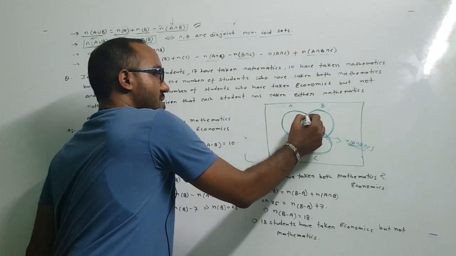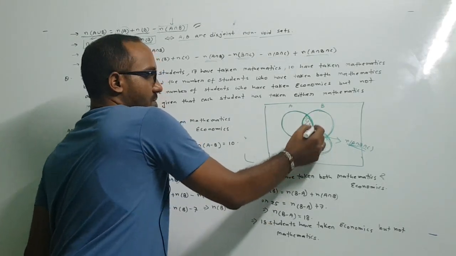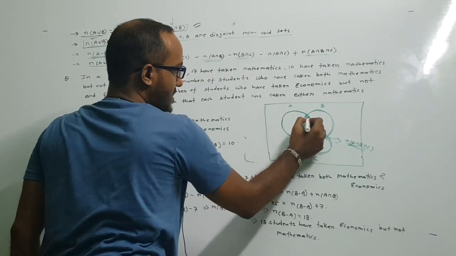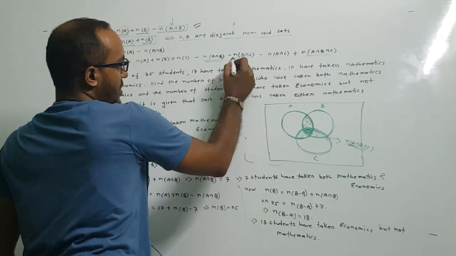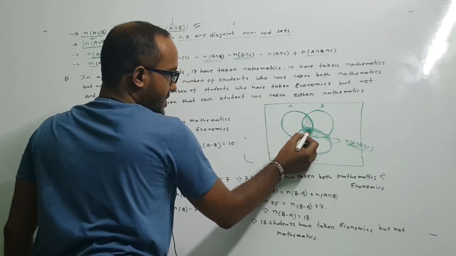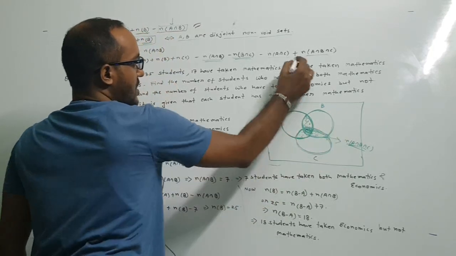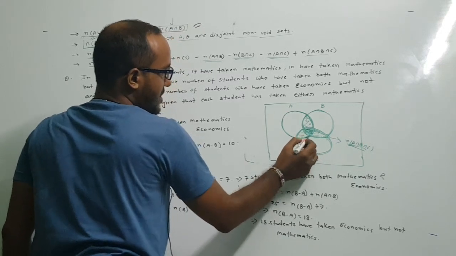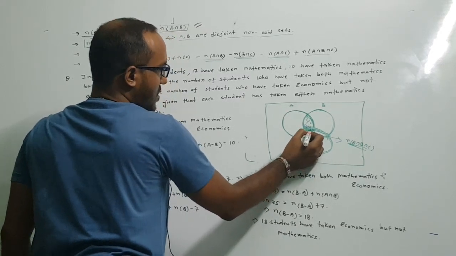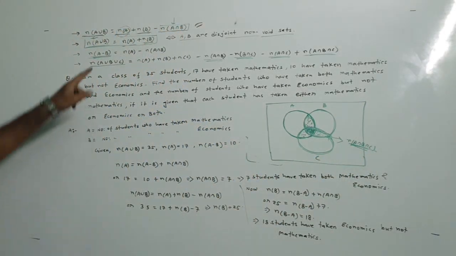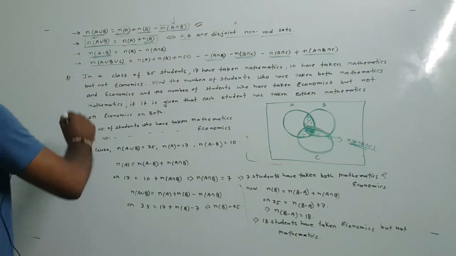Actually, n of A intersection B is this whole part. But when we have subtracted n of A intersection B, we have omitted this part and this part also. When we have subtracted n of B intersection C, that is this whole part, we have subtracted this part and this part. And when we have subtracted n of A intersection C, we have subtracted this part. So we have not taken this common part. That's why we have added n of A intersection B intersection C. So this is the formula, and this is extremely important.